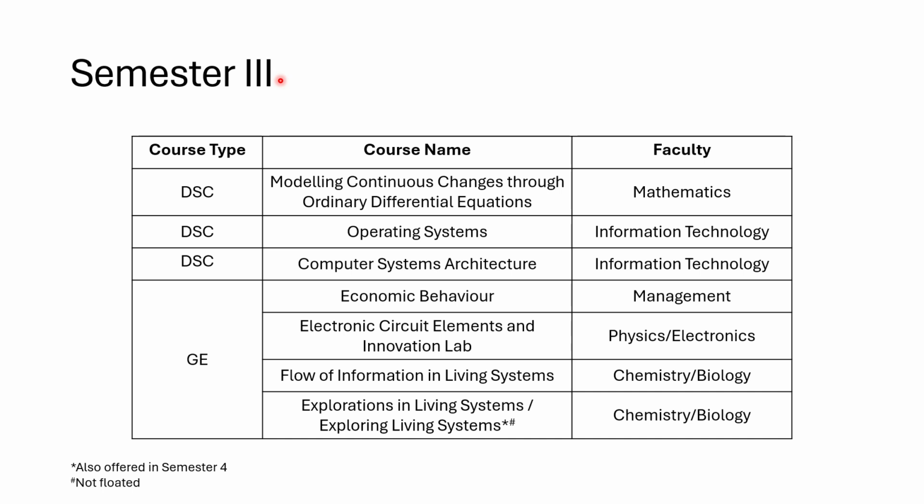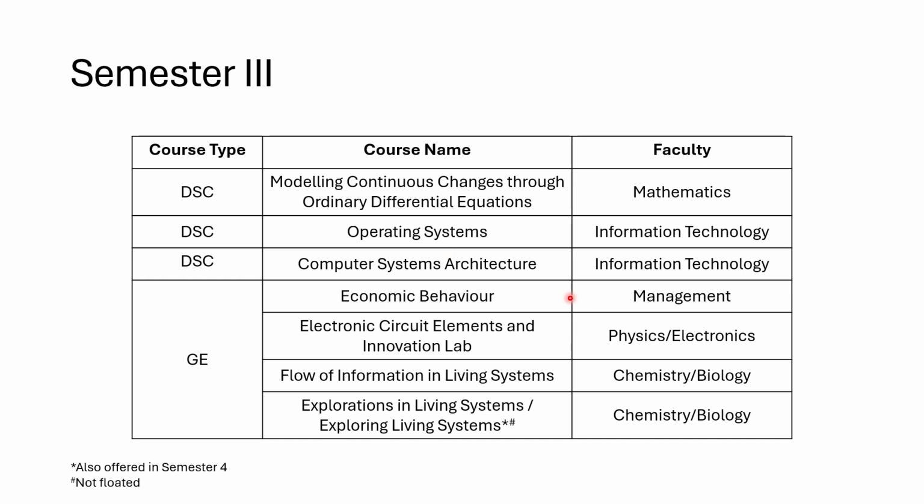Now for semester 3. Also, I will tell you some insider things as well, which are not reflected on the paper as such. So under DSCs for mathematics, you have modeling continuous changes through ordinary differential equations. You have operating systems from IT. You have computer systems architecture from IT. Now coming to the GEs, you have four options, and now your minor streams start.